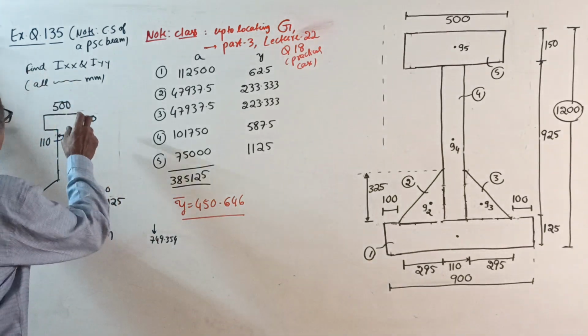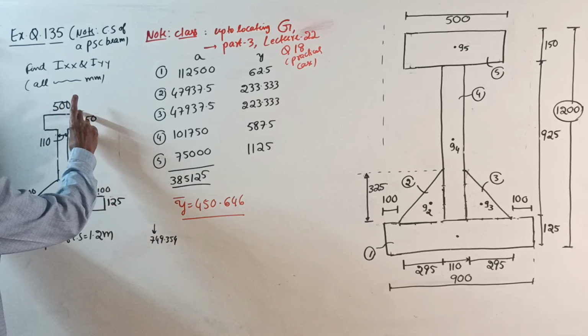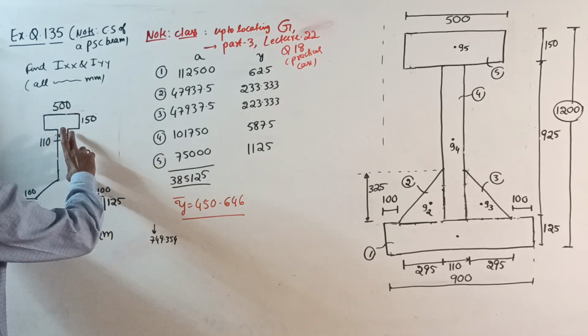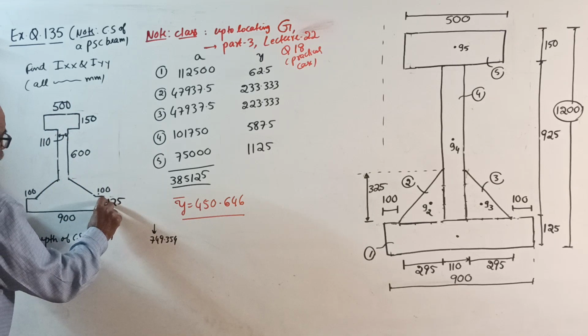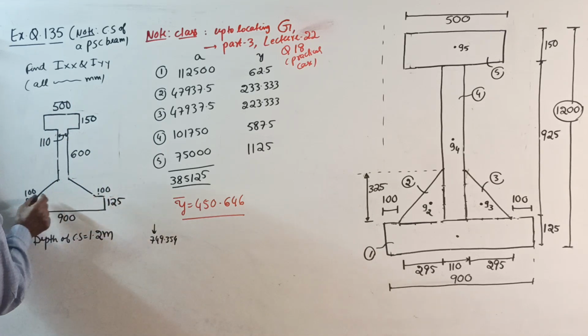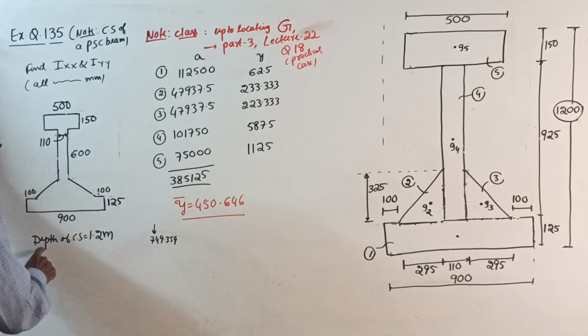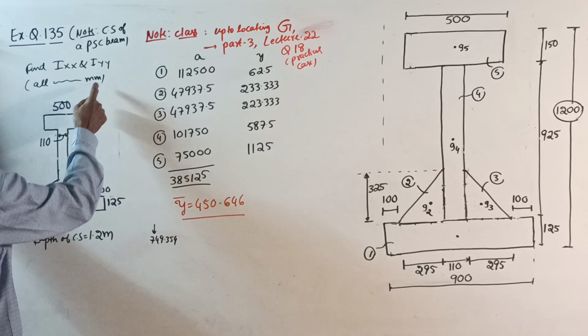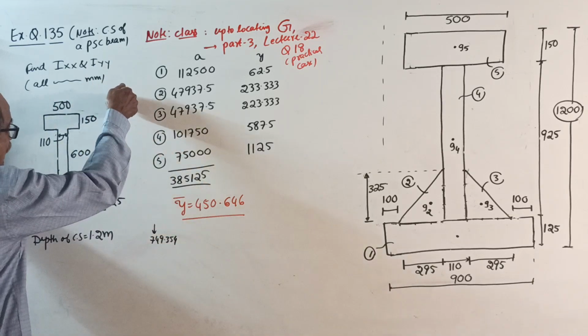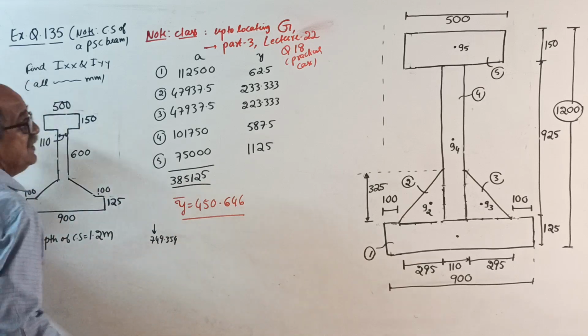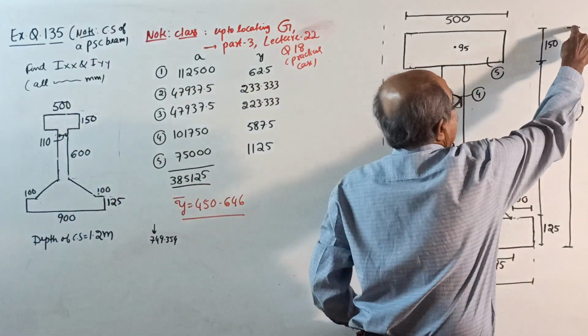Then 500, 150, 110, 600, and 125. These offsets are 100, 100, 900. In the question, these are all in millimeter, but the depth of the cross section, the full depth, is 1200. See here, full depth is 1200.